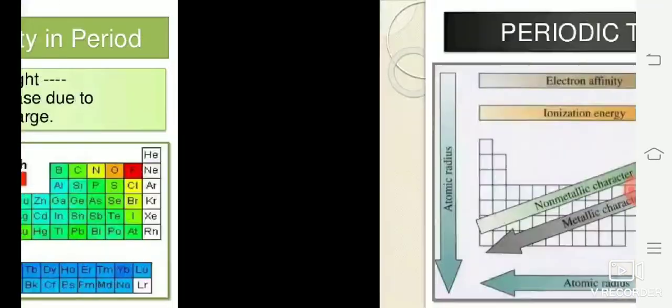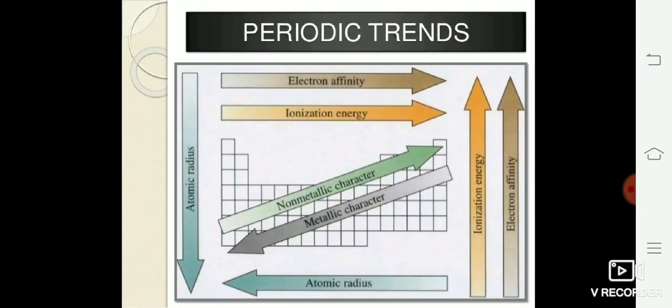This is the modern periodic table. This is the page where I have summarized everything. You can copy down this page for reference. This is a quick revision. What happens when you are moving from top to bottom and from left to right.